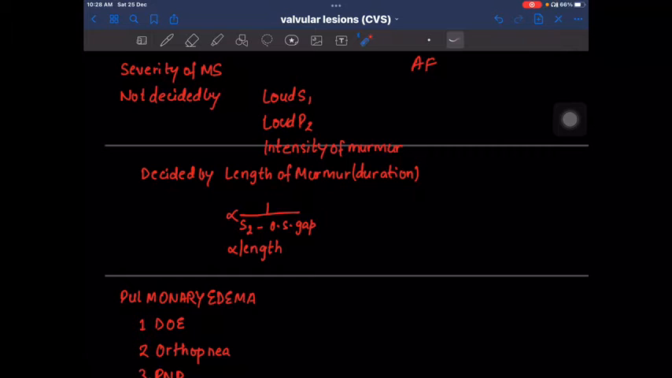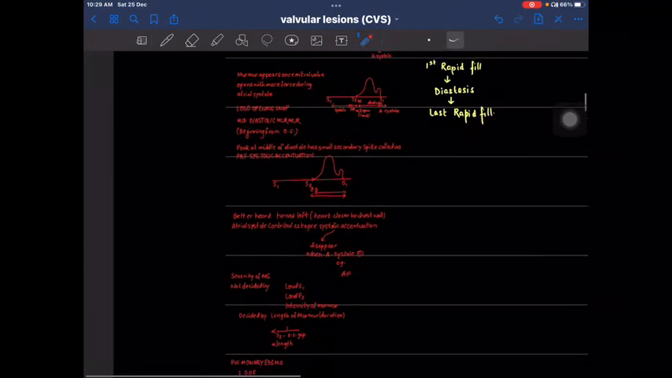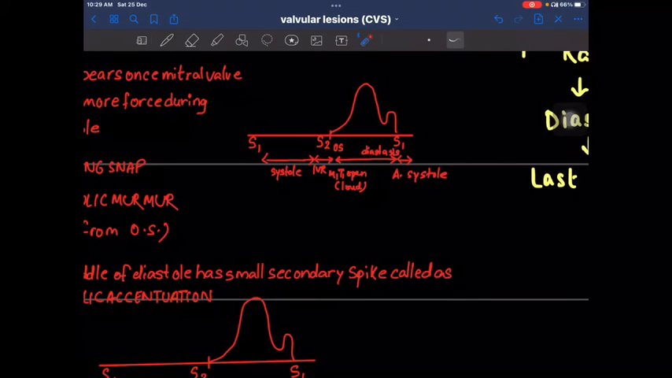Why is that? Because once the pressure in the left atrium is increased tremendously, or let's say the disease has progressed far enough, the pressure generated will be far greater as compared to when the disease was in its initial phases. So the opening snap will start moving towards S2 as the disease severity increases. So this murmur will now start from here.